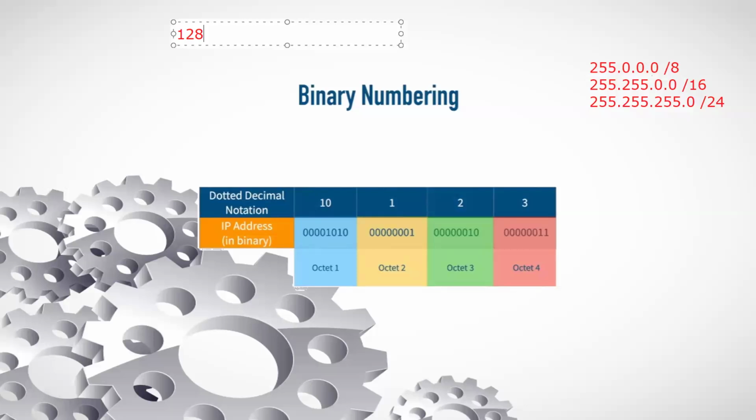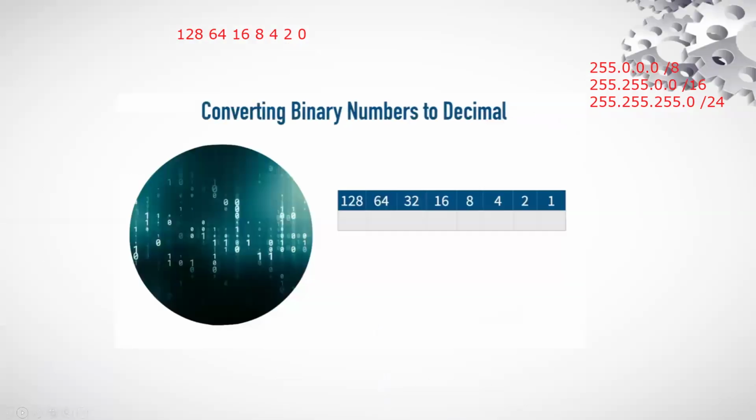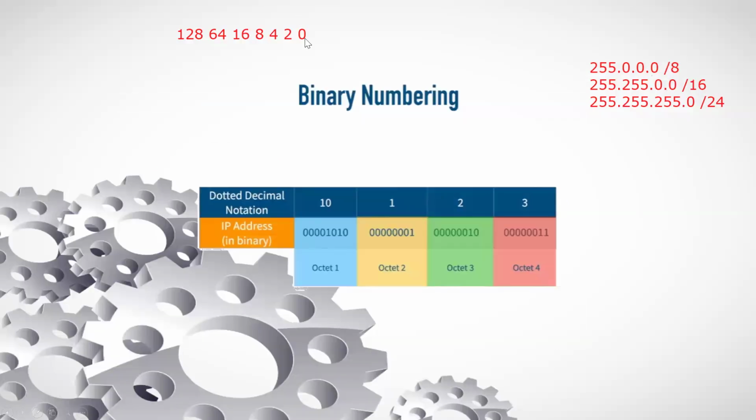128. We'll start from left to right. 128 divided by 2 is 64. Divided by 2 is 32. Divided by 2 is 16. 16 divided by 2 is 8. 8 divided by 2 is 4. Then 2, then 1. So the values are 128, 64, 32, 16, 8, 4, 2, 1.